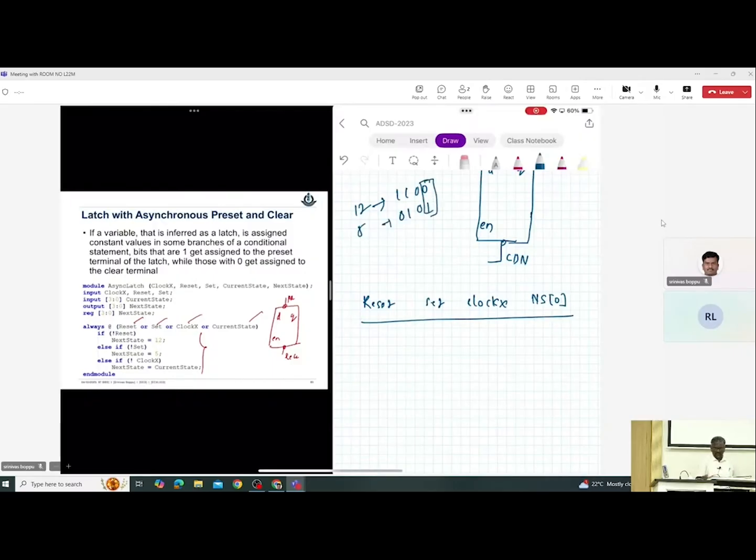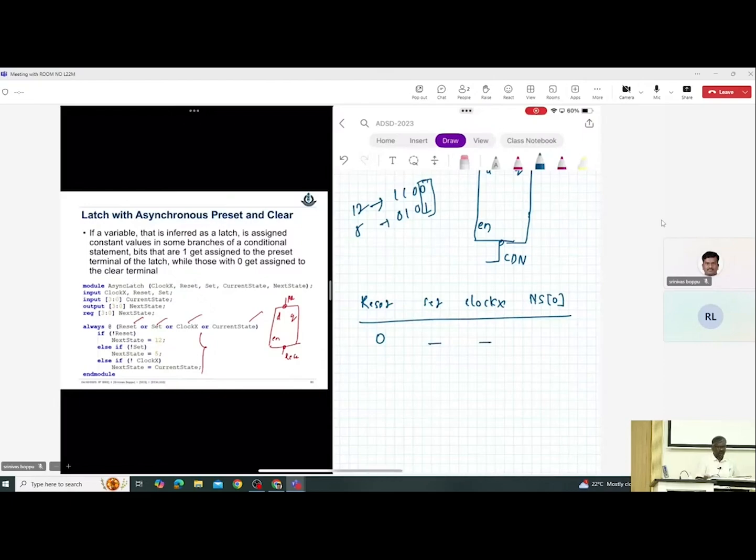Now if you look at the code, it is not reset. Not reset means reset should be 0. If it is 0, what will happen? Irrespective of the other signals, what is my output? 0, right. Only if reset is 1 will I go to the next signals, because reset has a higher priority. As long as it is 0, I do not even look at the other signals. So if I want to go to the next one, reset should be 1.